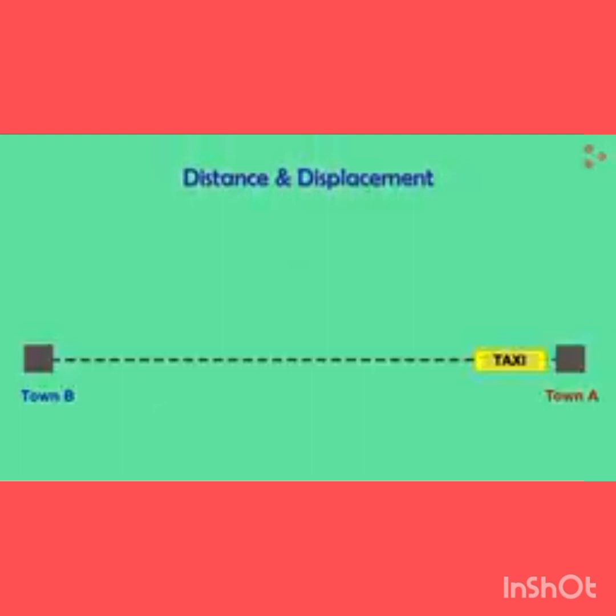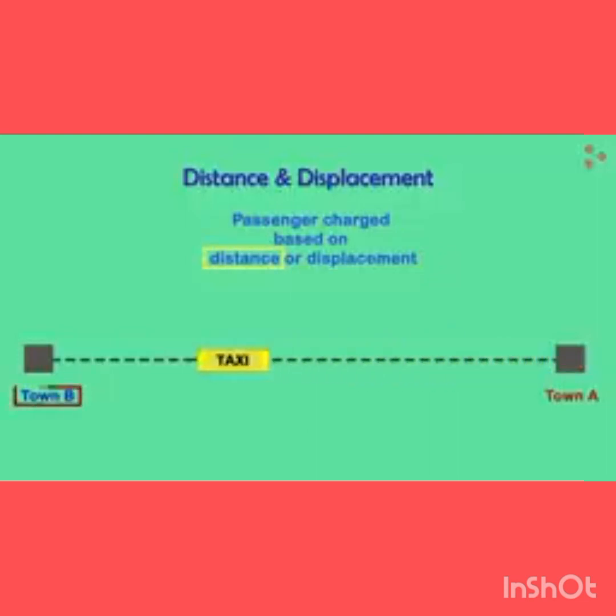If you really understand distance and displacement, please give the answer to this question. Now suppose you are moving from town A to town B by a taxi. What will you be charged? By what concept will you give the money to the taxi driver? Either by the distance or displacement?